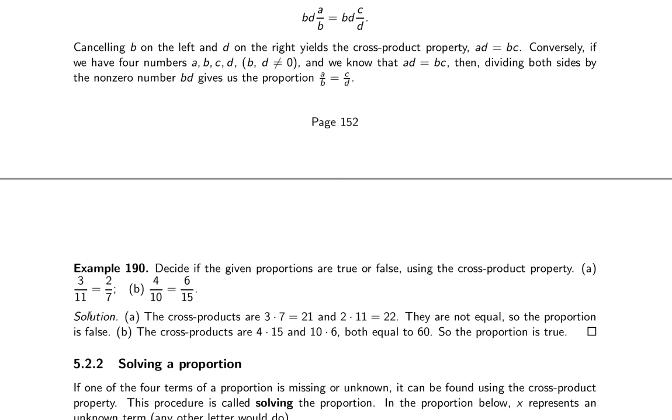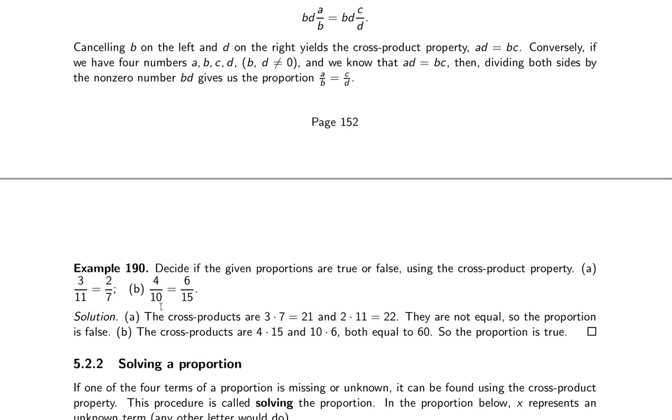And so another example, how about 3 over 11 equal to 2 over 7? So is that a true proportion? Well, the cross products are 21 and 22. So no, that's false.